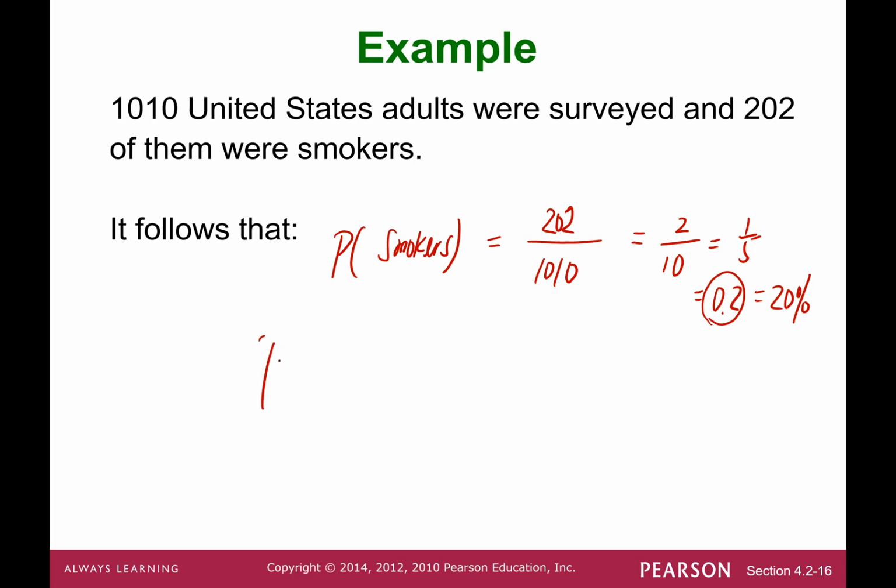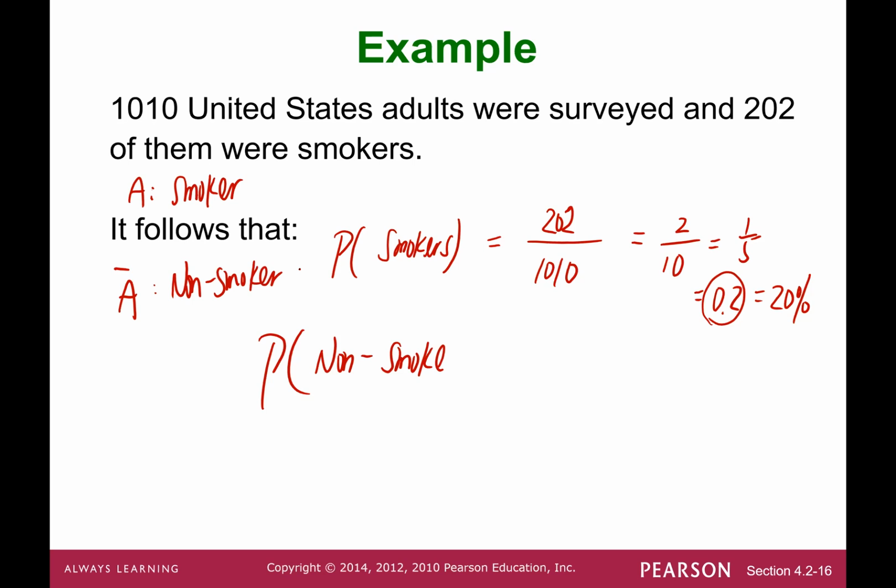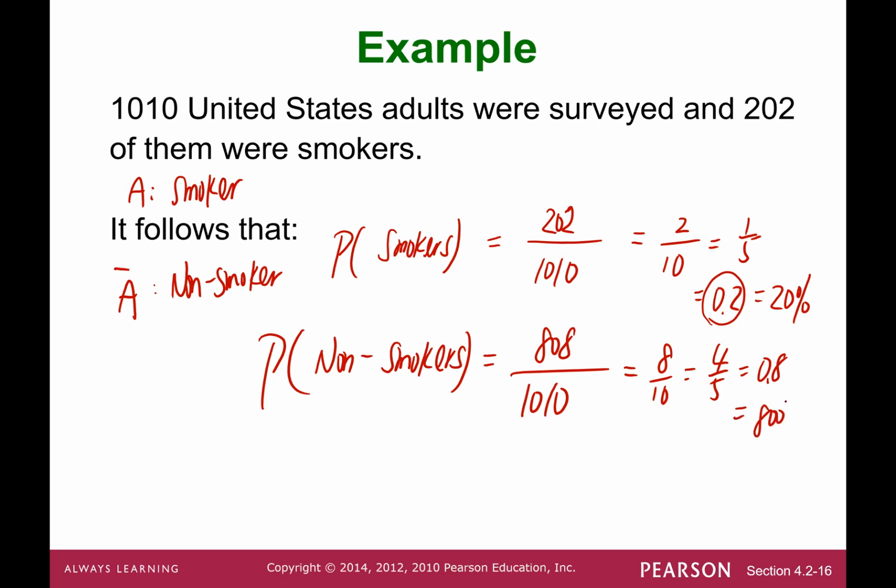And what if we want to know the probability of a non-smoker? Meaning not A. This is event A. Event A here is smoker. Then not A means non-smoker. Okay, it's exactly the opposite side, or you can call it the counterpart, non-smokers. And we know that we have 808 non-smokers over 1,010. And this turns out to be 8 over 10, which is 4 over 5. And this is 0.8. You can also say that it's 80%.